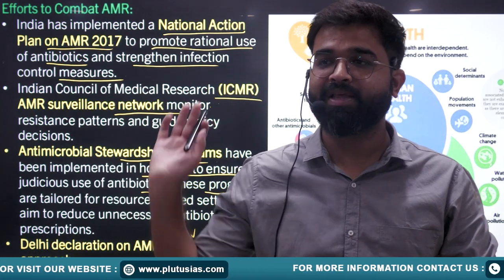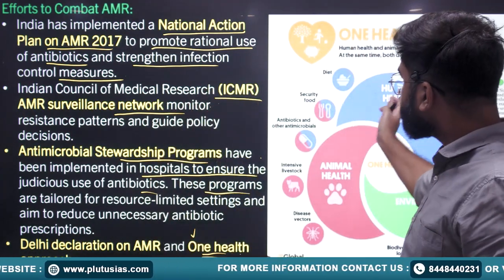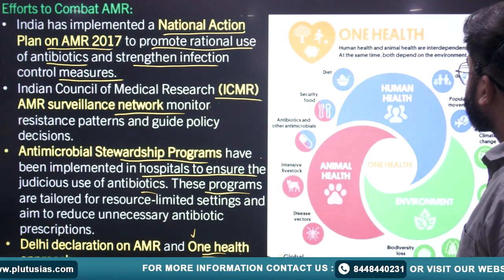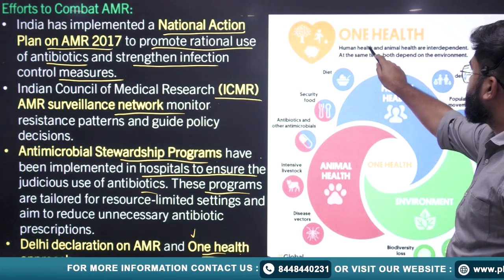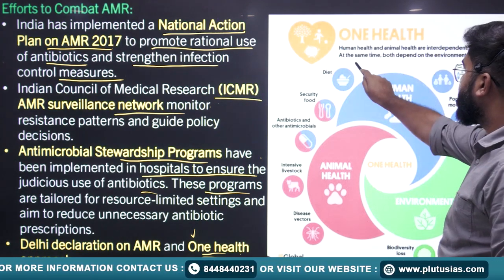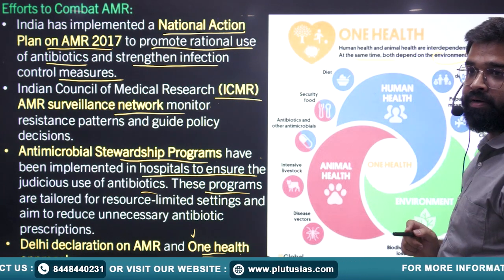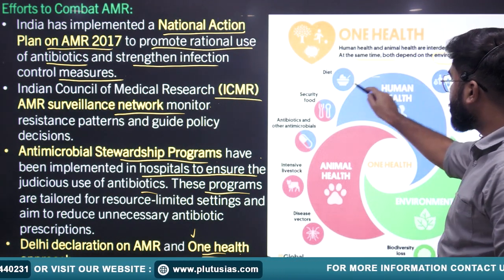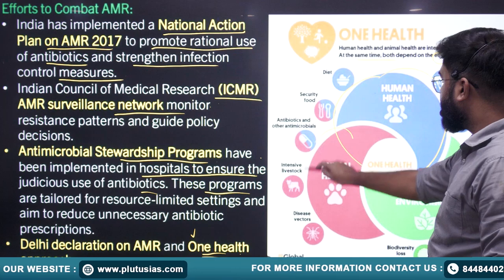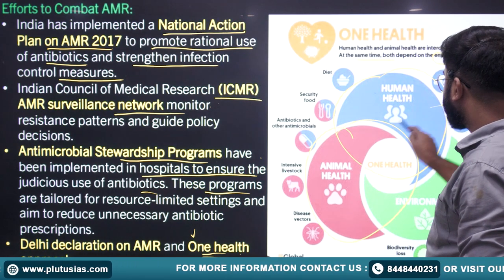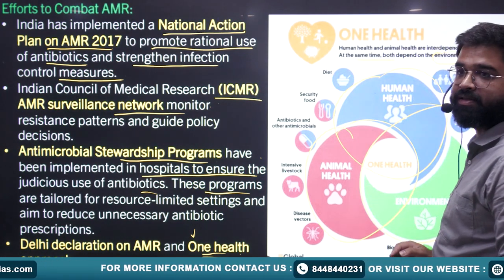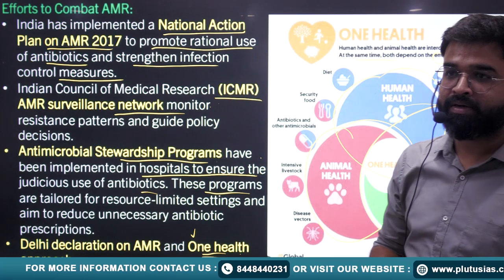One health approach is written in front of you, take a look at it once. Human health and animal health are interdependent. At the same time, both are dependent on the environment. So basically, human health, animal health, and environmental health are interdependent.